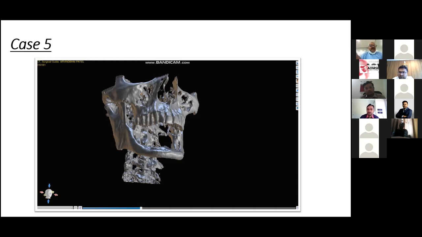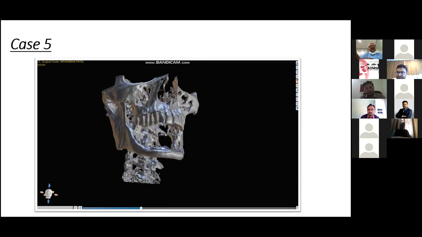What has happened is the bone has already started getting remodeled. I want to emphasize this: pathological fracture occurs when there is untouched bone. If the resection has already happened and the remodeling has started, then we are safe from pathological fracture. Okay. Your take, Nihal sir.